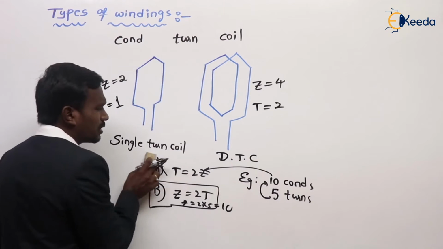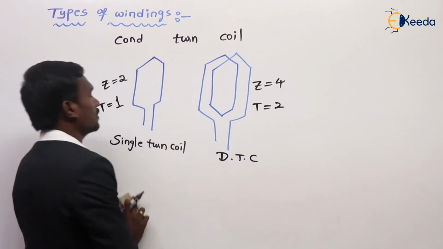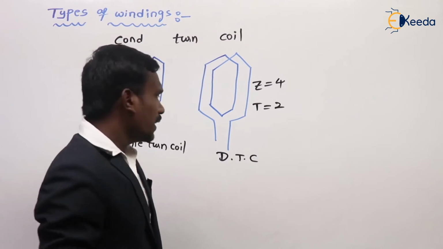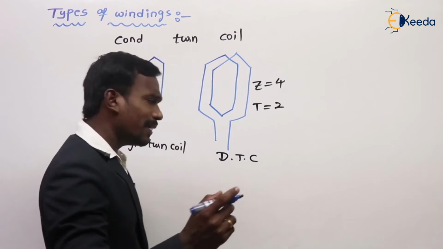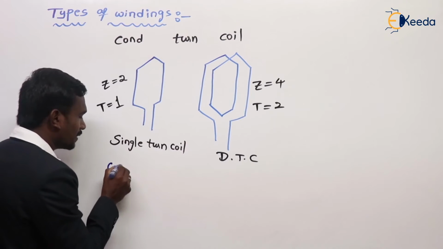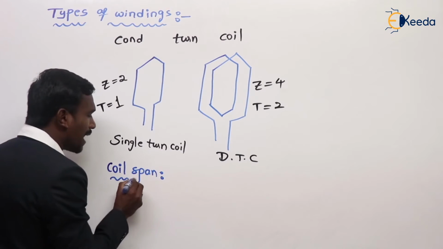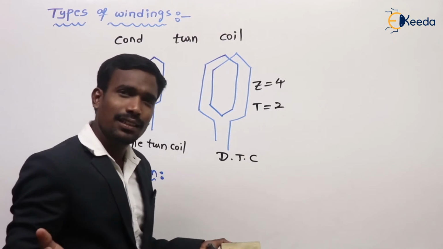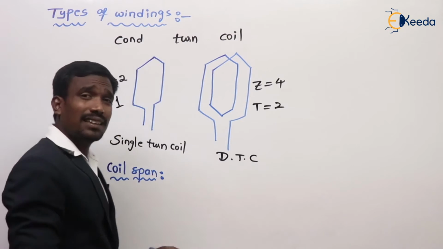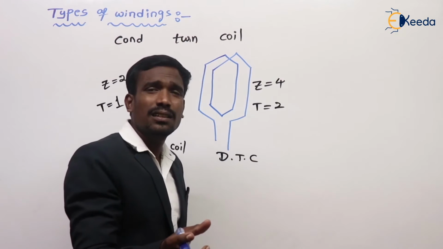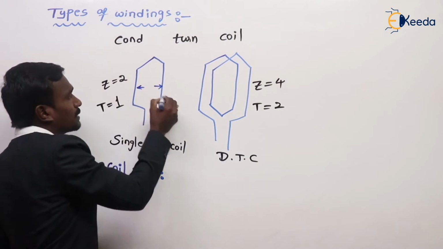Okay, so this is generally the brief about number of turns, coils and conductors. Now we have to know a very important word, coil span. Now tell me, what is coil span? Span is nothing but length. So coil span is nothing but coil length. The length is called coil span.